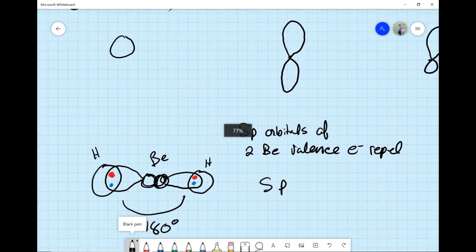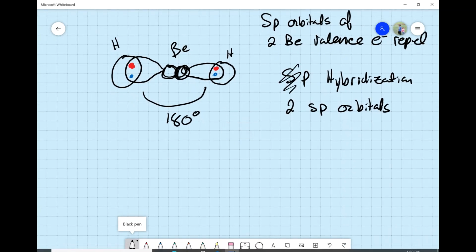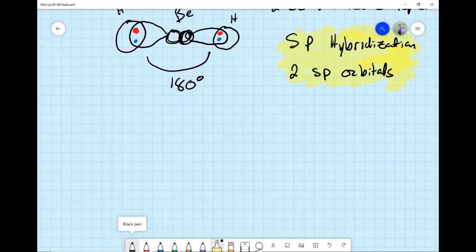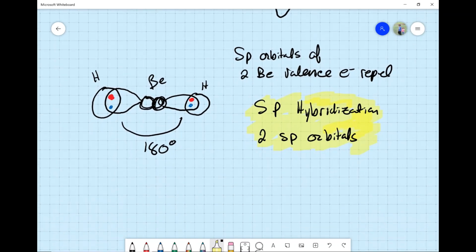All right, so since we made two sp orbitals, sp hybridization is two sp orbitals. And let me highlight that. There we go. Thank you, undo. So sp hybridization, two sp orbitals. You get this 180 degree configuration. All right. So we talked about sp hybridization. And now we want to talk about sp2.